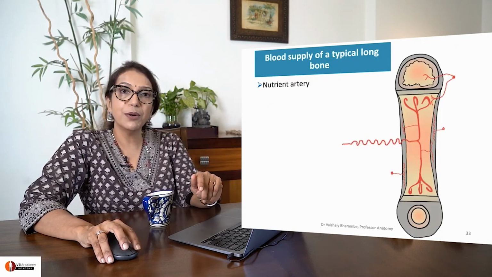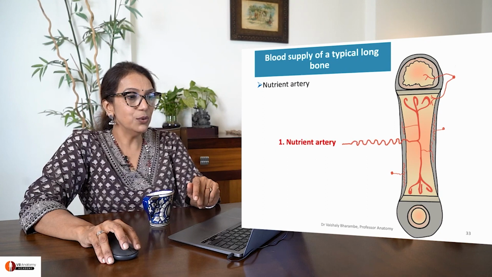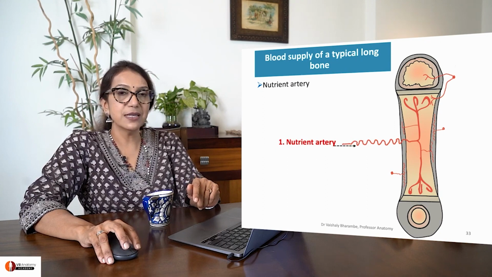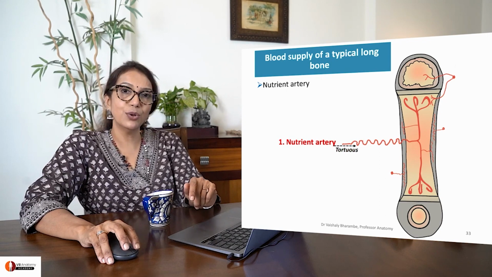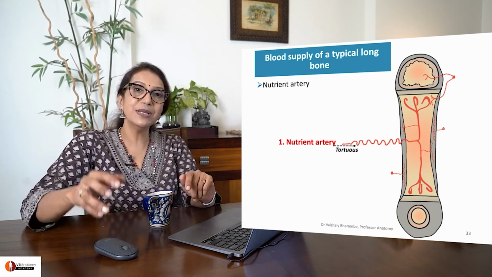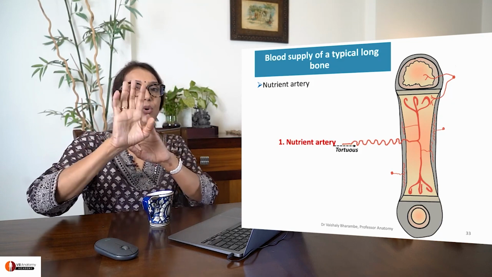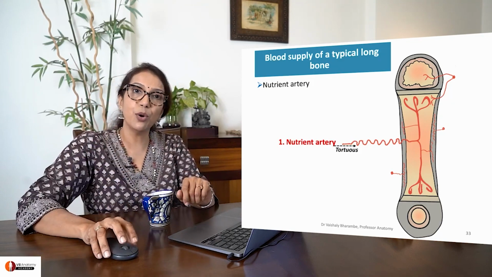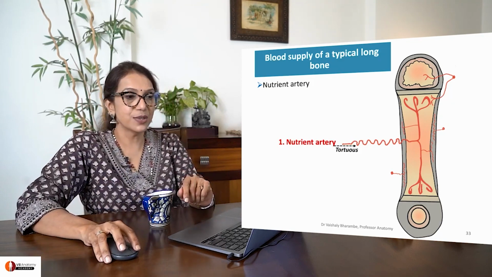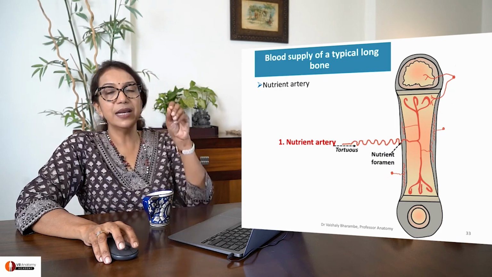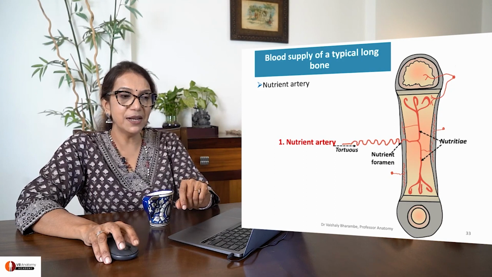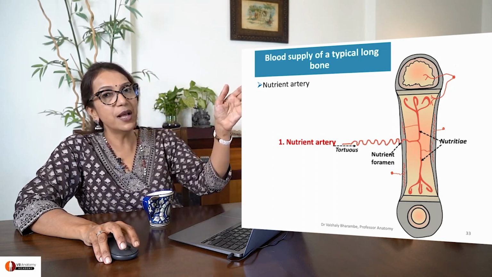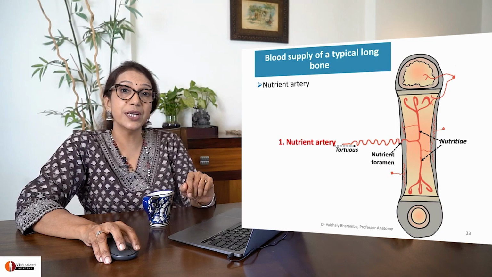So here let's talk about the nutrient artery. The nutrient artery, as it enters into the bone, becomes very tortuous. Why is it tortuous? Because as the bone moves, you don't want the arterial supply to be compromised. So it's very tortuous. Now what does it do? It enters into the bone through the nutrient foramen. After entering in, it divides into 2 branches, which are called nutritiae.